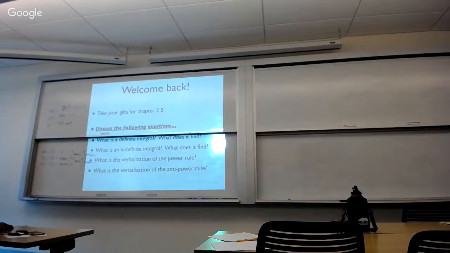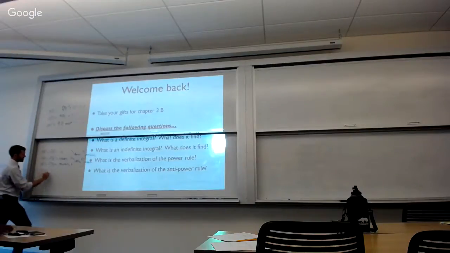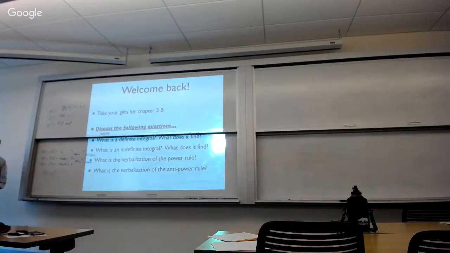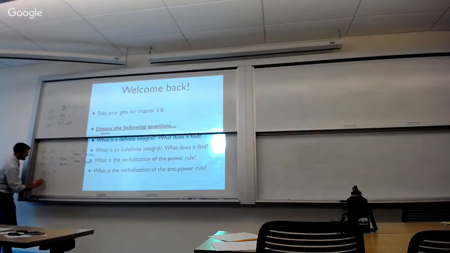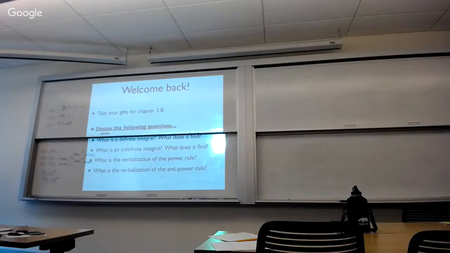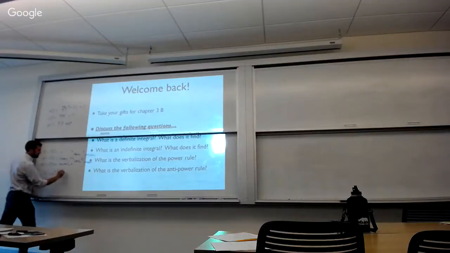Okay, next, what's the verbalization of the power rule? Let's say that you had f of x equals x to the n. How would you describe verbally to someone who hasn't spoken yet how to take the derivative? You multiply by n, and then plus 1? No, minus 1. Yeah, minus 1. So the derivative is to multiply and subtract.